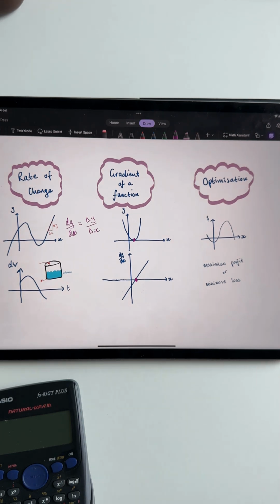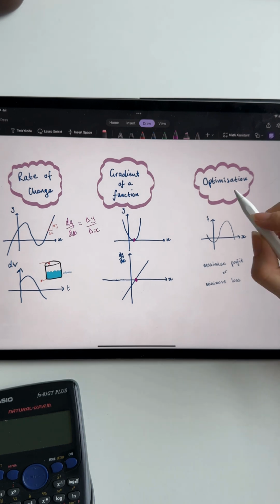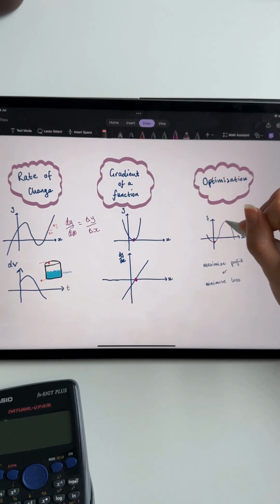Last but not least, we have optimization, which, to be perfectly honest, most people do not love when it comes up in your exam. But it's a really nice, applicable way to think about how differentiation is used in real life. Say you're running a company and you want to figure out what's the best way to maximize your profits or potentially minimize your losses. What you can do is set up a nice equation, and you can think about where you have these stationary points. And that is your maximum and your minimum values.